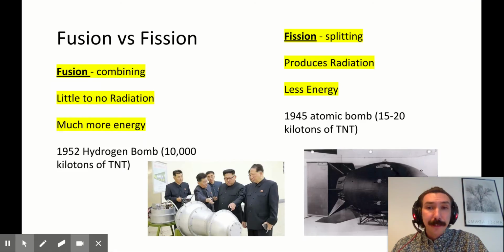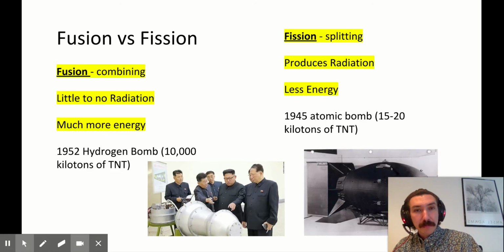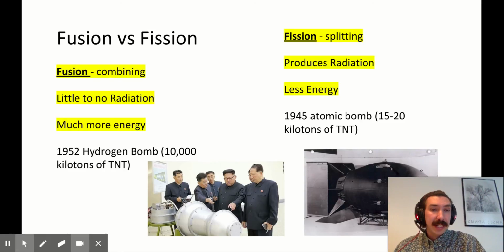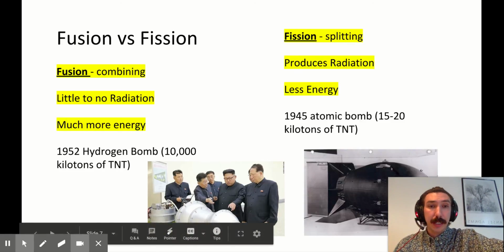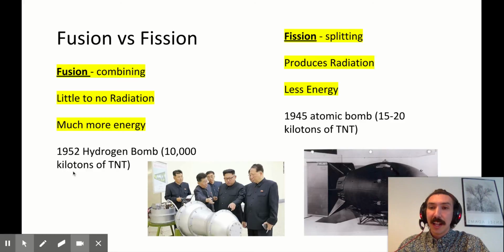So the difference between fusion and fission is fusion is combining, where fission is splitting. Fusion has little to no radiation because you're combining them, and there's no necessarily radioactive material that's being produced. Whereas fission, you're producing these other unstable atoms. Fusion is generating a huge amount more energy than fission. You could think fission, the first atomic bomb was based off of uranium and plutonium fission, whereas the hydrogen bomb is based off of fusion, and it's a huge amount larger.